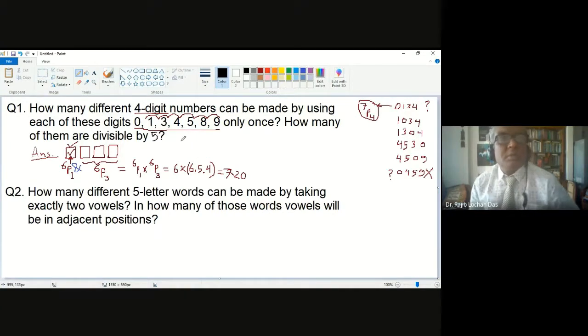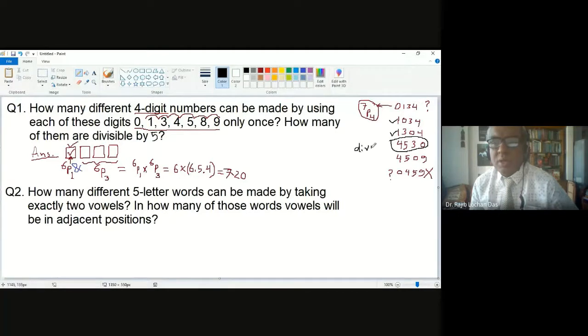Divisible by 2, that is even number, odd number, this is easy. And divisible by 5 is easy. But 3 is not easy, that is a little complicated. So how can we find out that the numbers will be divisible by 5? Say in the example on the right side, is 1034 divisible by 5? No. Is 1304 divisible by 5? No. 4530? Yes. So this is divisible by 5.